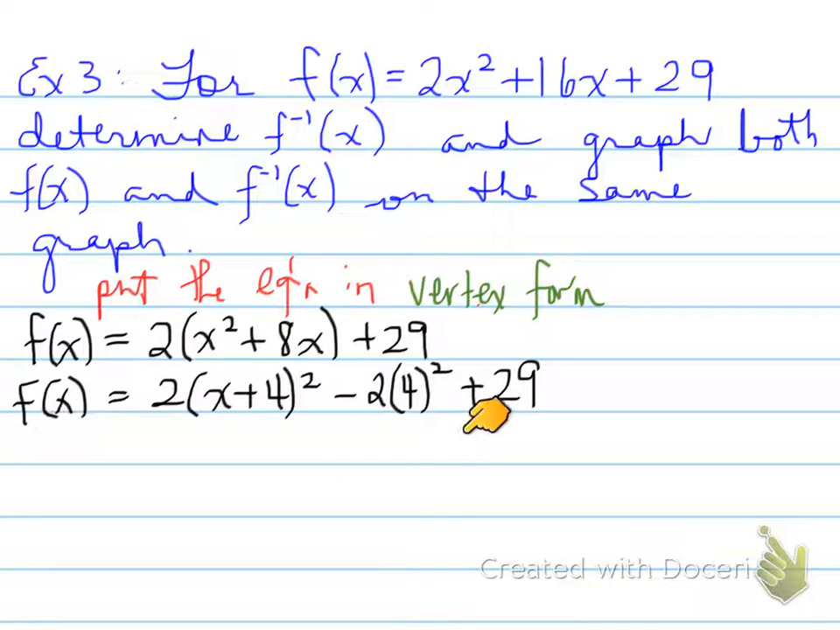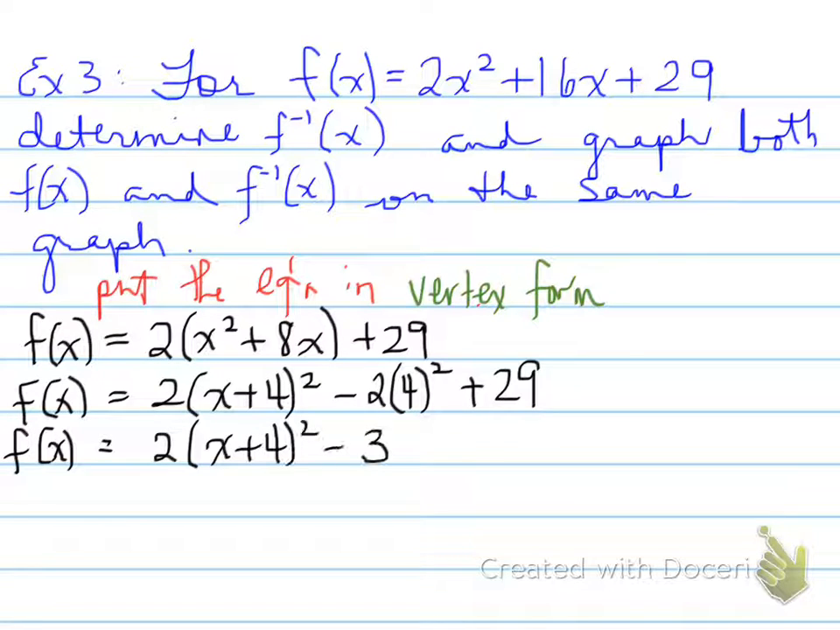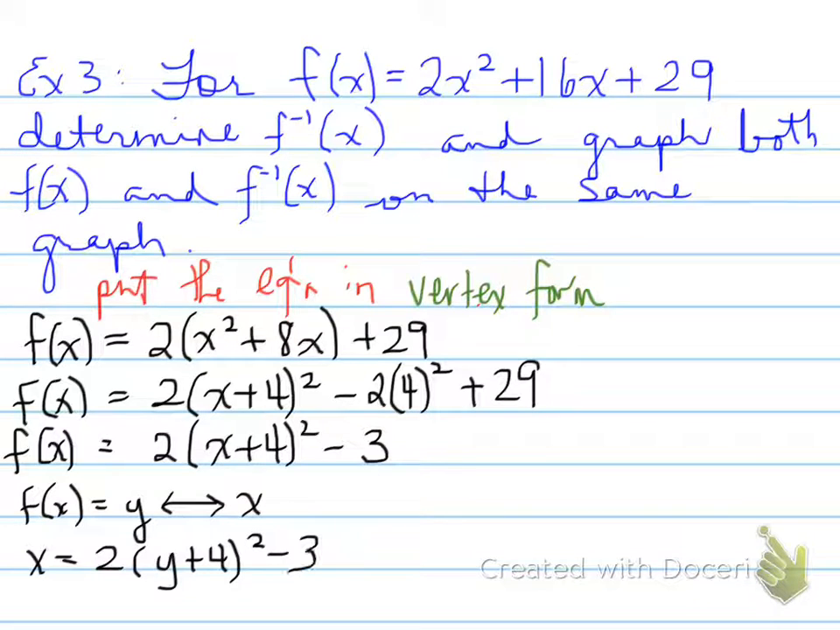So now what we're going to do is simplify that k value, x plus 4 all squared, minus 3, because minus 2 times 4 squared is minus 32, plus 29 gives us minus 3. This is the equation in vertex form. Next, we have to switch y with x. So we're going to switch the x and y. Again, remember, I replaced this with y, and now we're going to switch it. So x equals 2 bracket y plus 4 all squared minus 3.